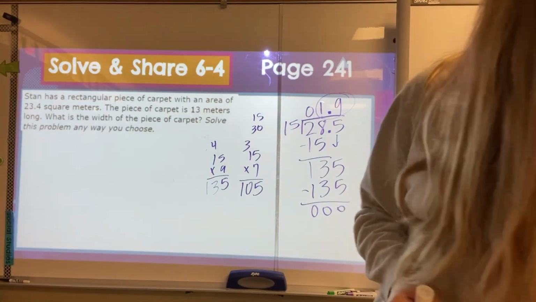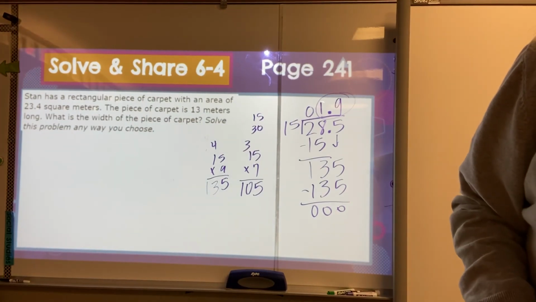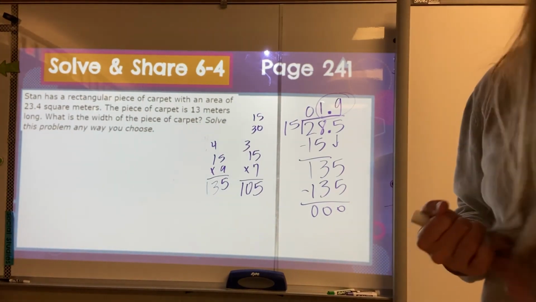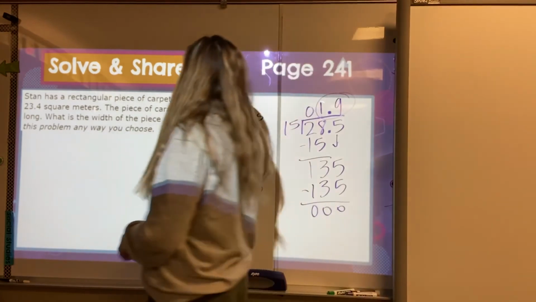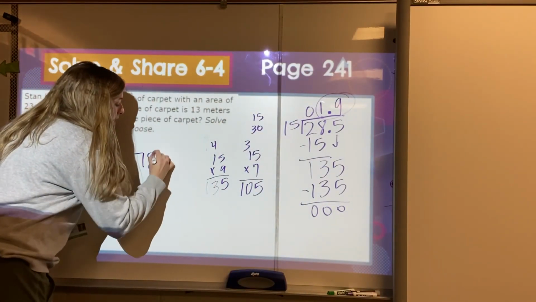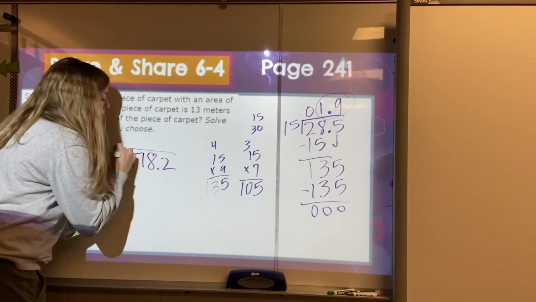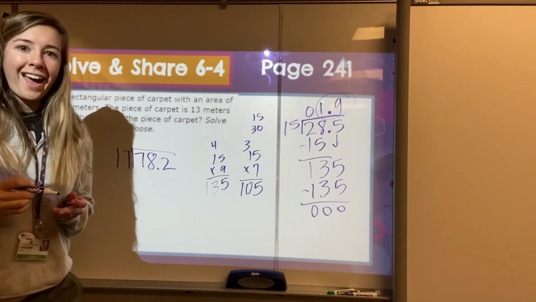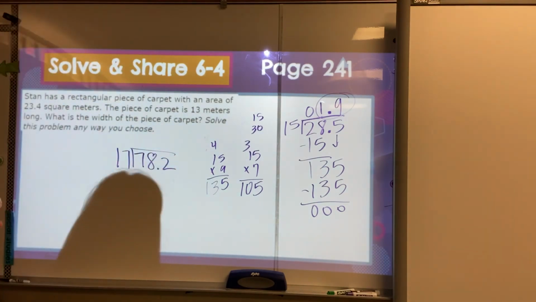Okay, go ahead and try to work through. Let's do our 78 and 2/10 divided by 17. So you are going to try to do 78 and 2/10 divided by 17, and we'll talk about it in group. Alrighty.